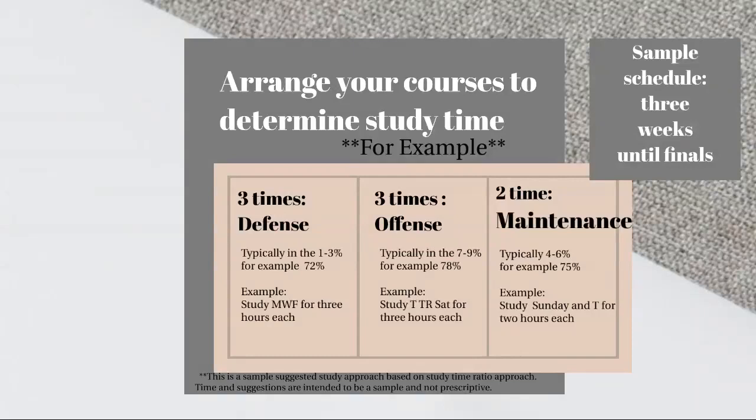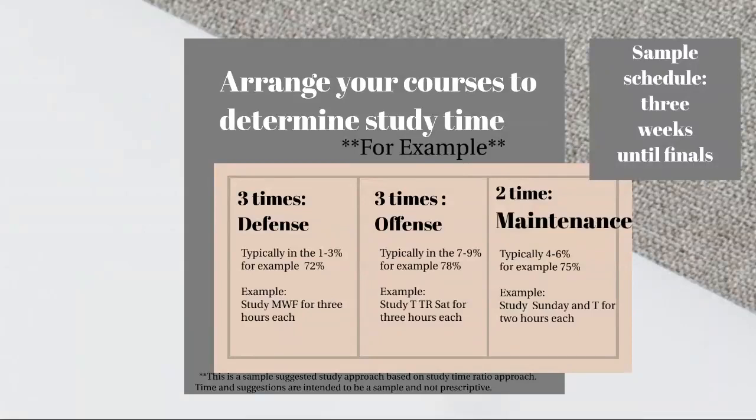We'd want to take that same approach for our offense courses, or those courses where we are able to move the grade. Typically, this is going to be the 7 to 9% category. So for example, if you have a 78%, that is a movable grade. So we would want to take that 3 to 1 ratio again, where for every one time we study another course, we're going to study this one 3 times.